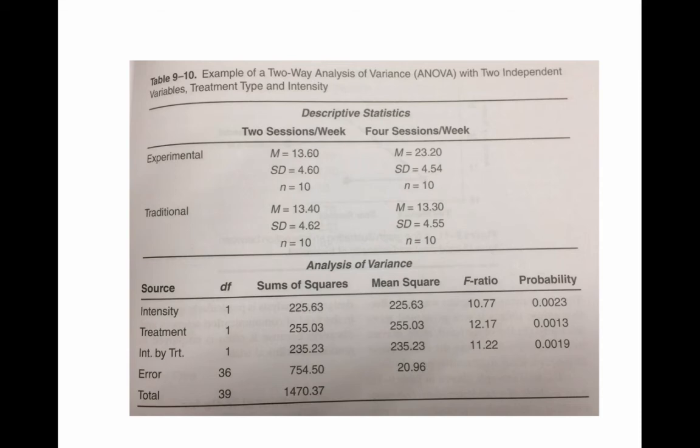This is an example of a two-way ANOVA with two independent variables, treatment type and intensity. So you have the experimental and the treatment in a 2-week session compared to a 4-week session. So our independent variables, the experimental, the treatment, 2 weeks versus 4 weeks.